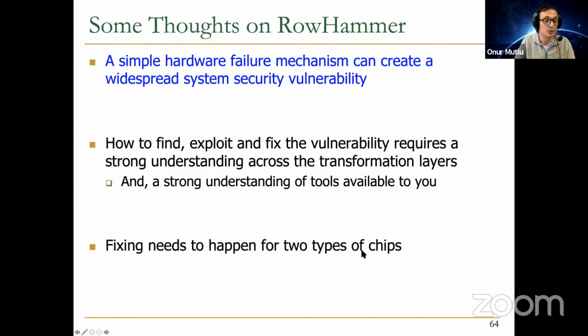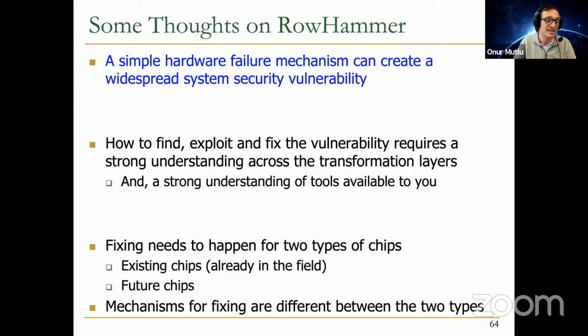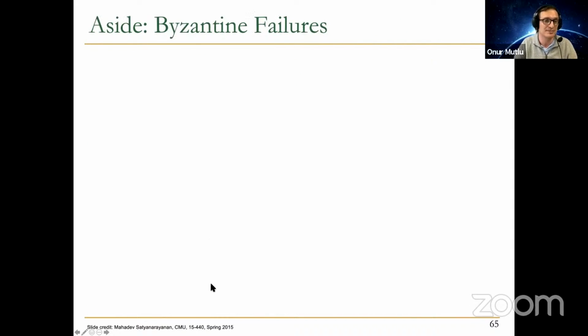Fixing needs to happen for two types of chips: existing chips that are already in the field, where refresh is the best solution, perhaps increasing the refresh rate, and future chips, which have a lot more potential, like probabilistic adjacent row activation, like I talked about. The mechanisms for fixing are different between the two types, as we discussed.